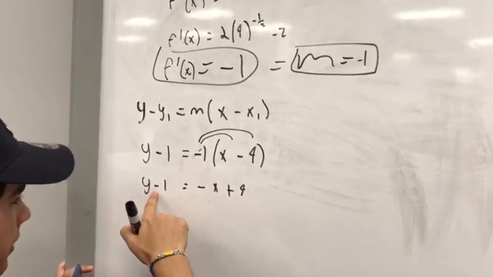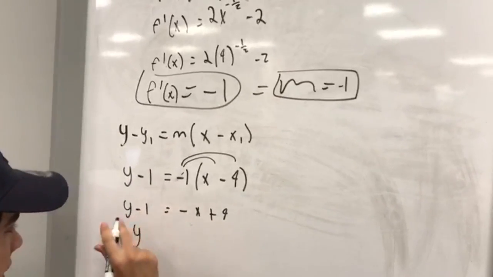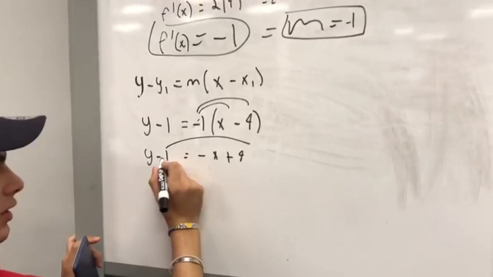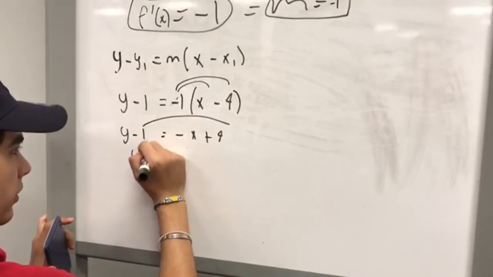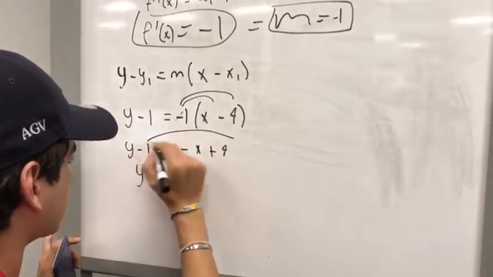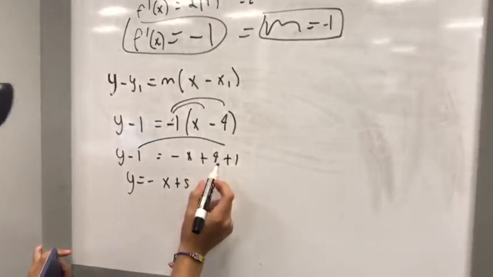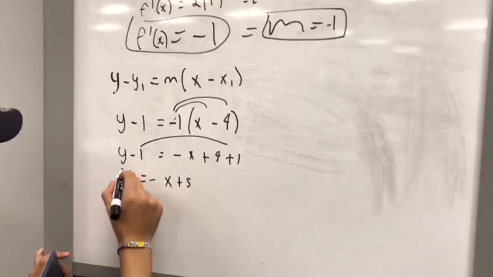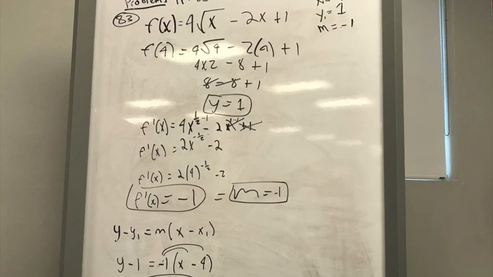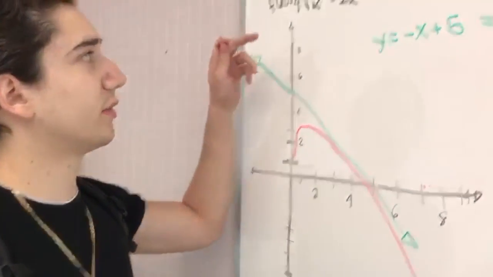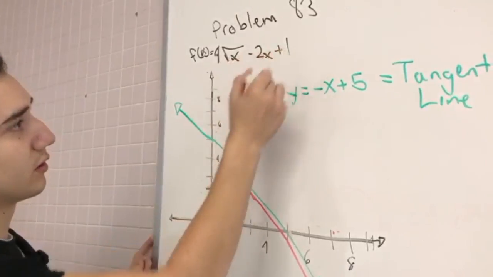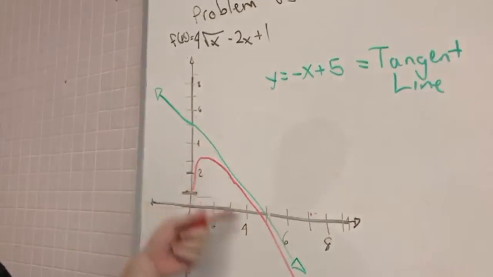Then you need to leave y alone. So what you do is you send this to the other side, since it has a negative sign you send it positive, so y equals negative x plus 5, because 4 plus 1 equals 5. This is problem 83. The red line is the graph for this problem, and the tangent line is the green one.